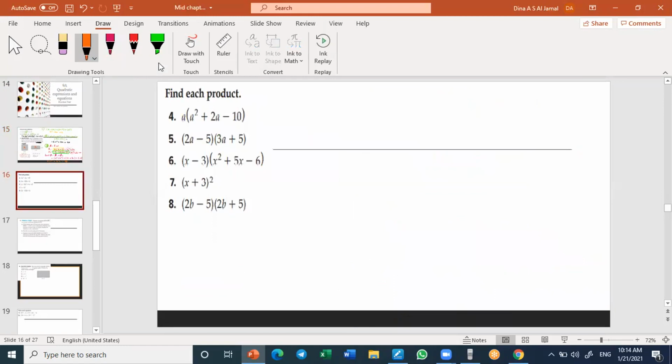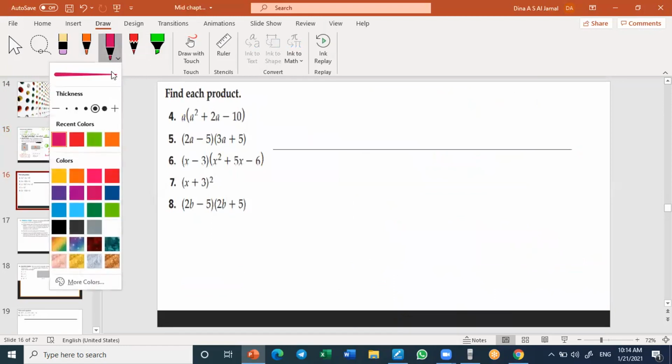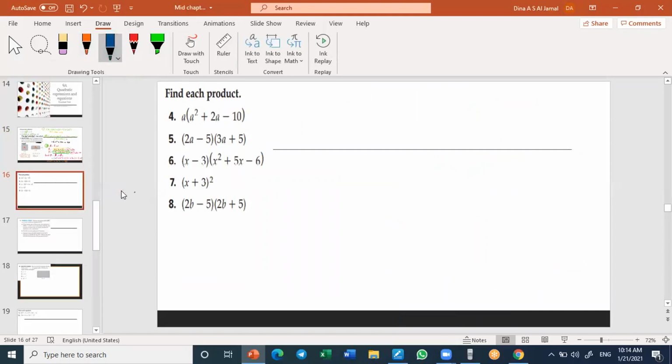Now let's go to this question. From 4 to 8, it's asking you to find the product. In question 4, all you need to do is use the distributive property. You should know that whenever you have the same base, you need to add the powers. So you will have a cubed plus 2a squared minus 10a. Now let's go to this question.